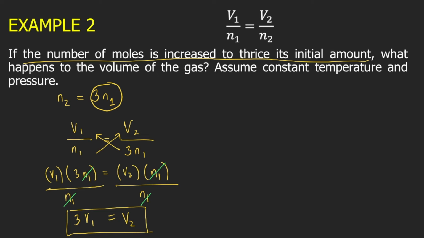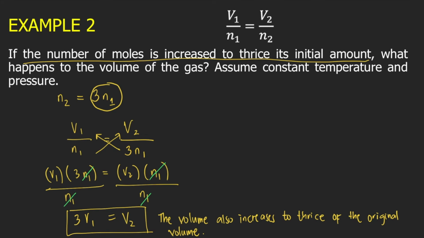Or in words, you can write the volume also increases to thrice of the original volume. Or you can write the equation V2 is equal to 3 times V1. And this is the answer to the question.